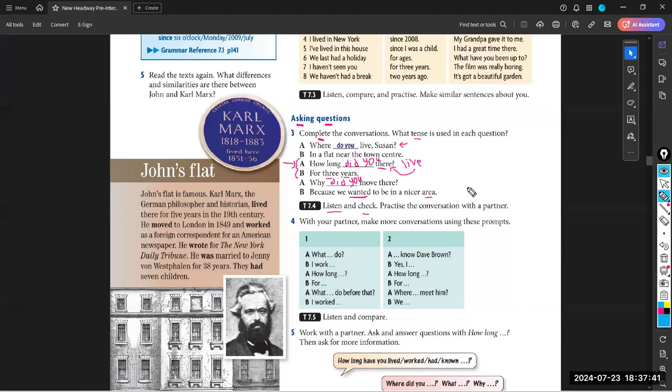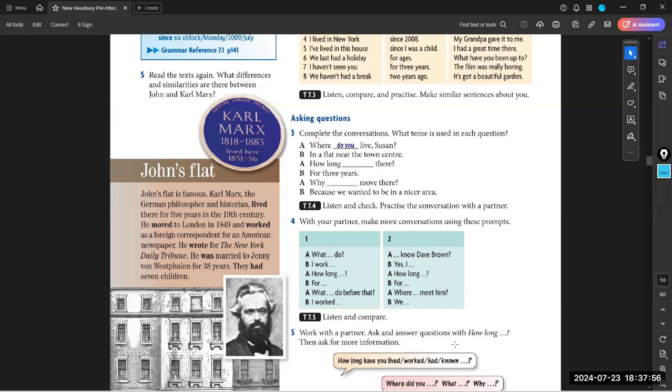Tape script 7.4. Asking questions. Where do you live, Susan? In a flat near the town centre. How long have you lived there? How long what?